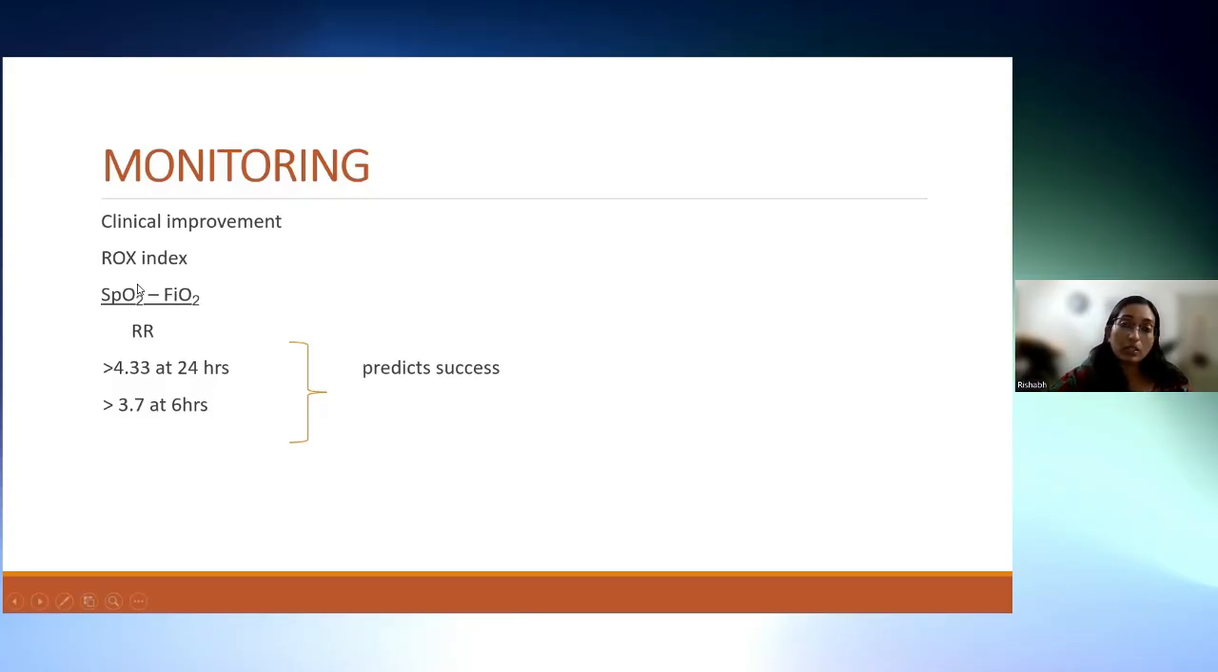ROX index is a second monitoring parameter that can be used. It is nothing but SpO2 over FiO2, divided by the respiratory rate. So if it is more than 4.88 at 12 hours, or more than 3.7 at 6 hours, it predicts success of using it and you can continue using it.